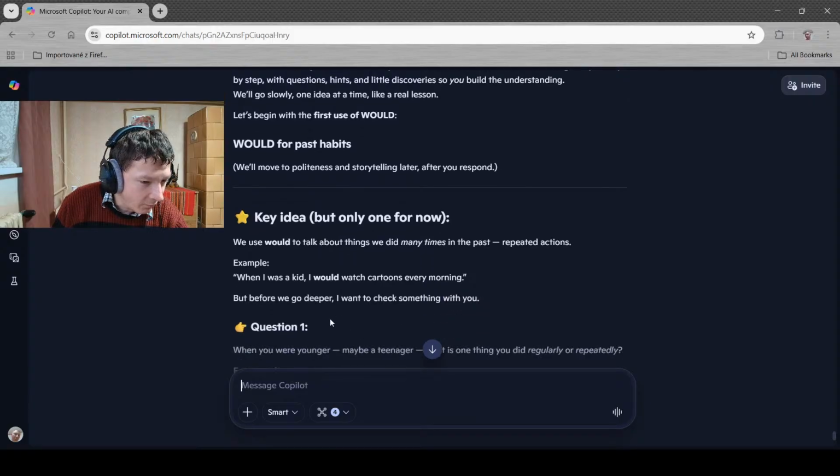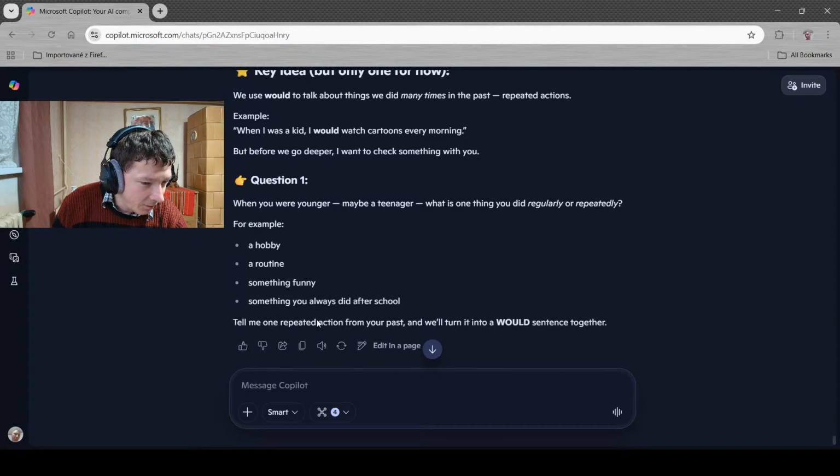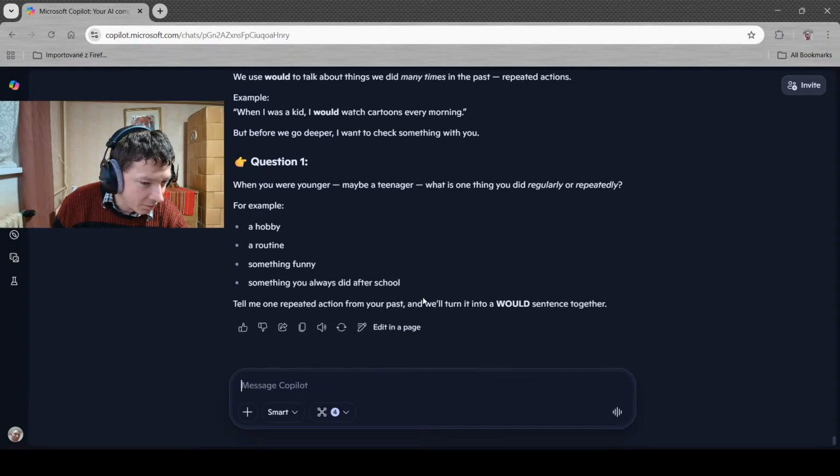But before we go deeper, I want to check something with you. Question 1. When you were younger, maybe a teenager, what is one thing you did regularly or repeatedly? For example, a hobby, routine, something funny, something you always did after school. Tell me one repeated action from your past and we'll turn it into a word sentence together.